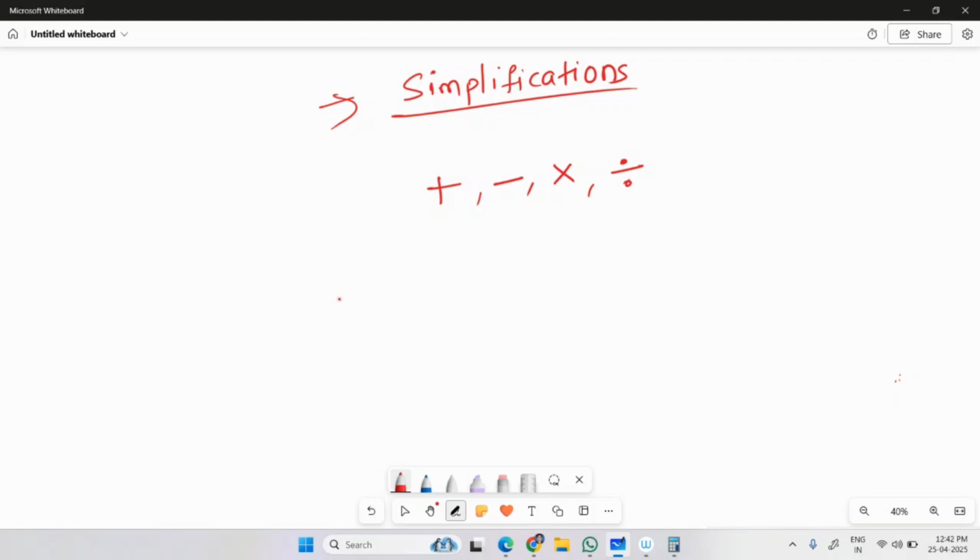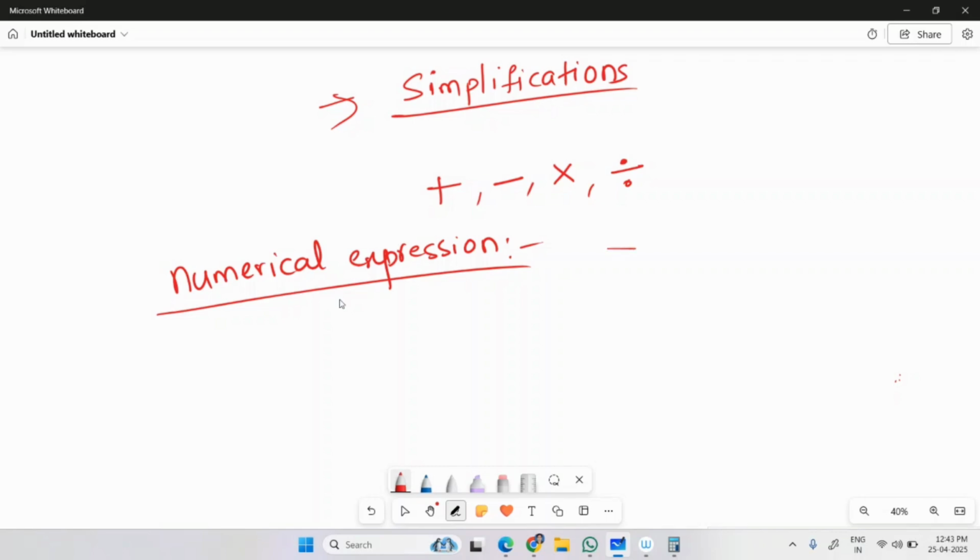So you may ask, what is a numerical expression? A numerical expression means a combination of numbers connected with one or more symbols like addition, subtraction, multiplication and division. Also we can include "of". So a combination of these symbols connected with numbers is called a numerical expression. Okay, let's see an example.